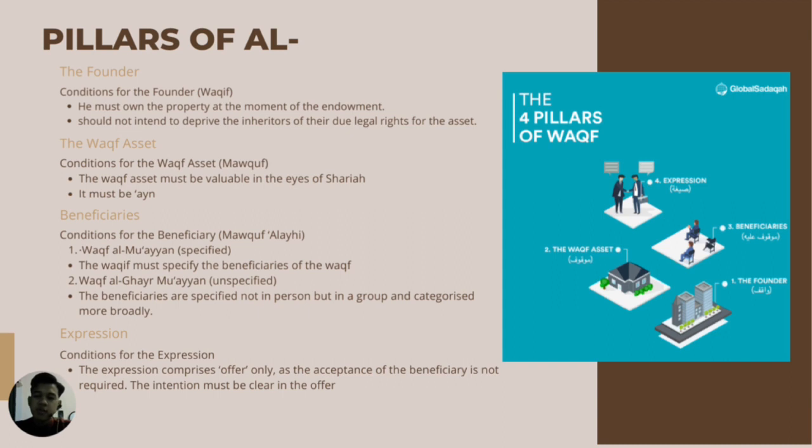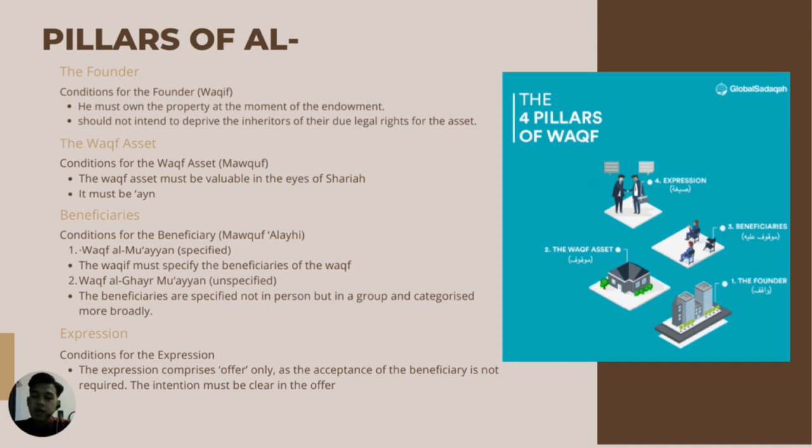So the second one is the condition for the Waqf asset, or we call mawquf. The Waqf asset must be valuable in the eyes of Sharia. It must be ayn, which means an object that can be seen or touched, such as goods, property, or assets.